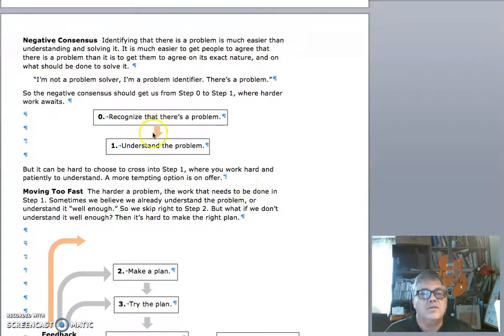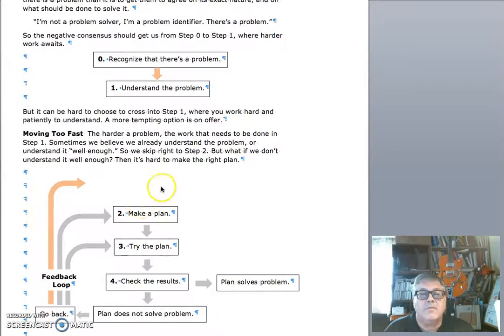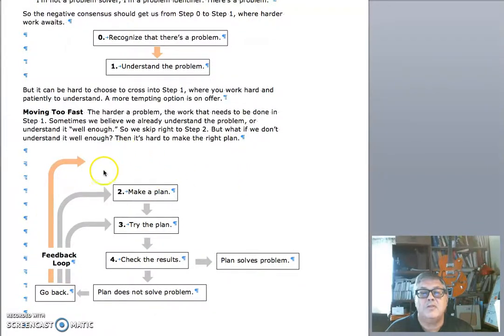When we recognize there's a problem, instead of crossing this bridge to understand the problem, we move too fast. The harder a problem is, the more work that's going to need to be done in step 1. So sometimes we'll just believe we already understand the problem, or we already understand it well enough. So we skip right to step 2. But what if we didn't understand it well enough? Oops, the important part has disappeared.